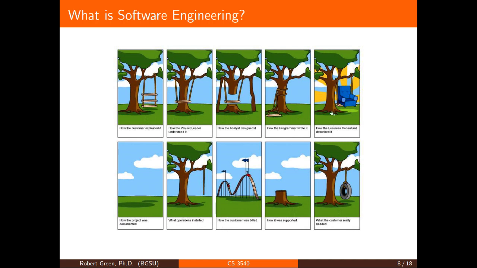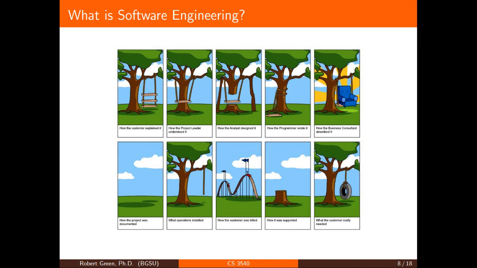The business consultant sold it as this nice lazy boy on the swing. There was no documentation. The only operations installed were 1 rope. The client was billed for a full roller coaster. The support was cut off at the trunk, and all the customer really needed was a tire swing. Right? So this is funny, but it demonstrates very clearly the problems in software engineering.